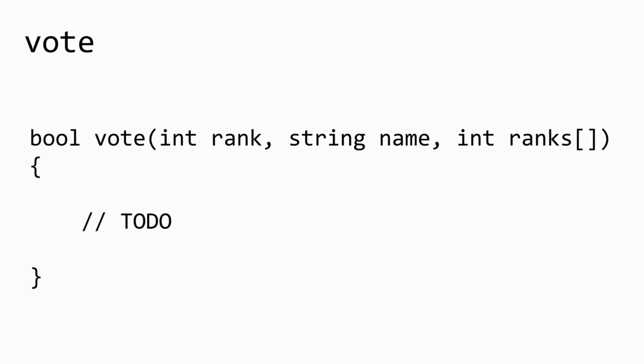First up is the vote function. The vote function takes in 3 arguments, an integer representing which rank is currently being voted for, a string representing the name of the candidate currently being voted for, and an array called ranks. And we'll see what that means in just a moment.